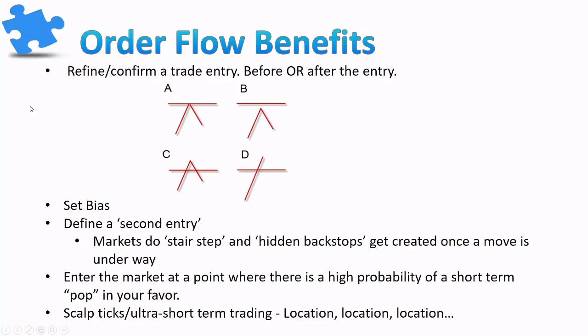So I'll let the market reverse or break through a level. I'll let the order flow confirm that that has actually happened. So if I look for a reversal, I want the order flow to confirm that that really was a reversal and not a pullback. And then I'll look for a pullback entry, a second entry. And we know that markets do stair-step and we get hidden backstops created once the move is all underway. These may or may not be visible on the chart, but we will discuss later about how those will be visible on the order flow.